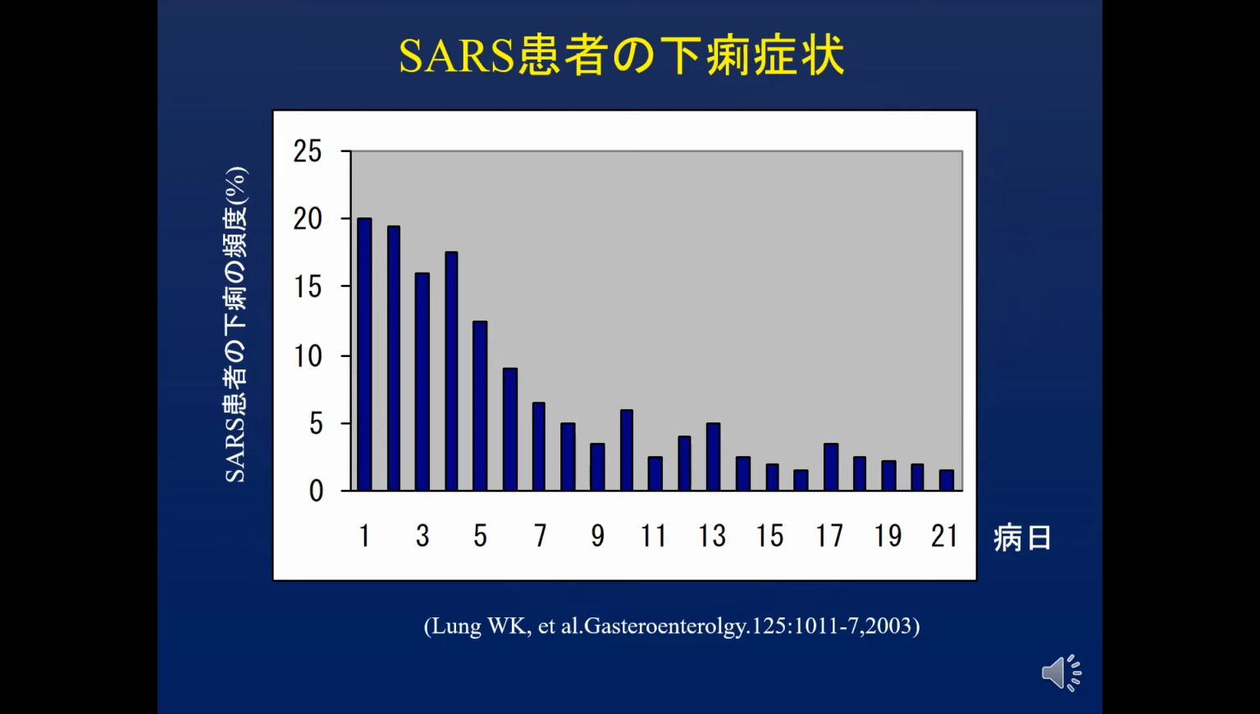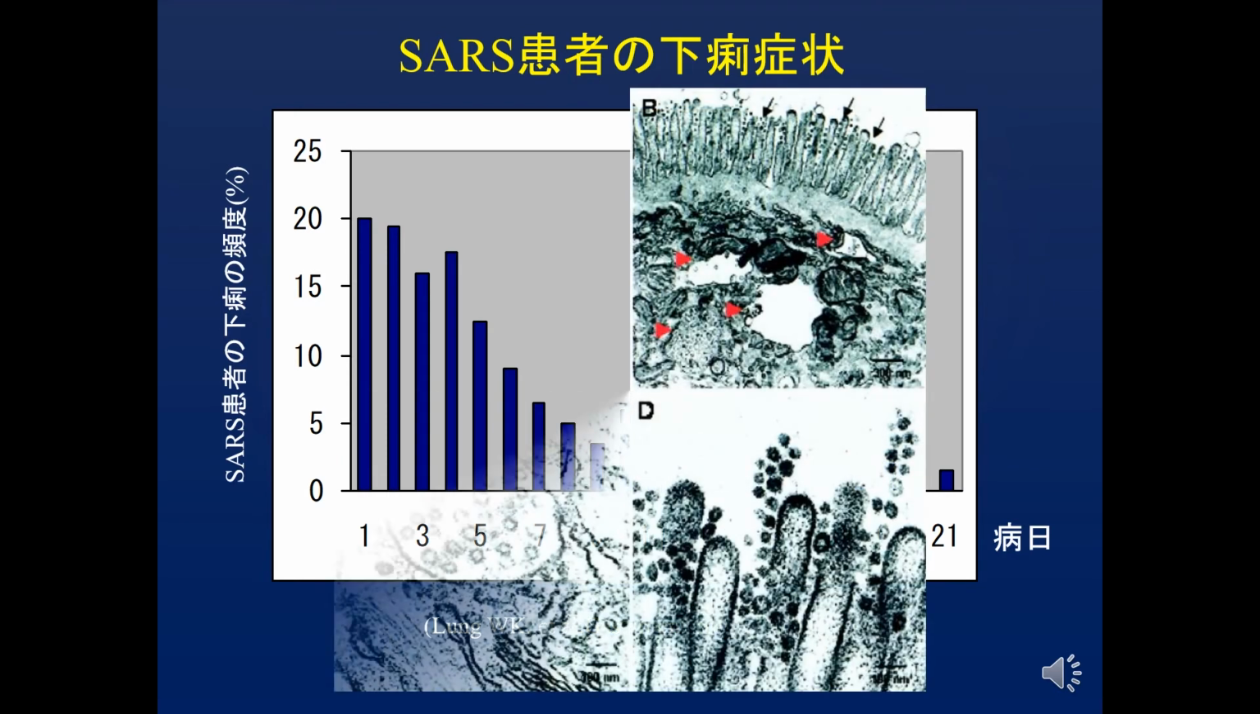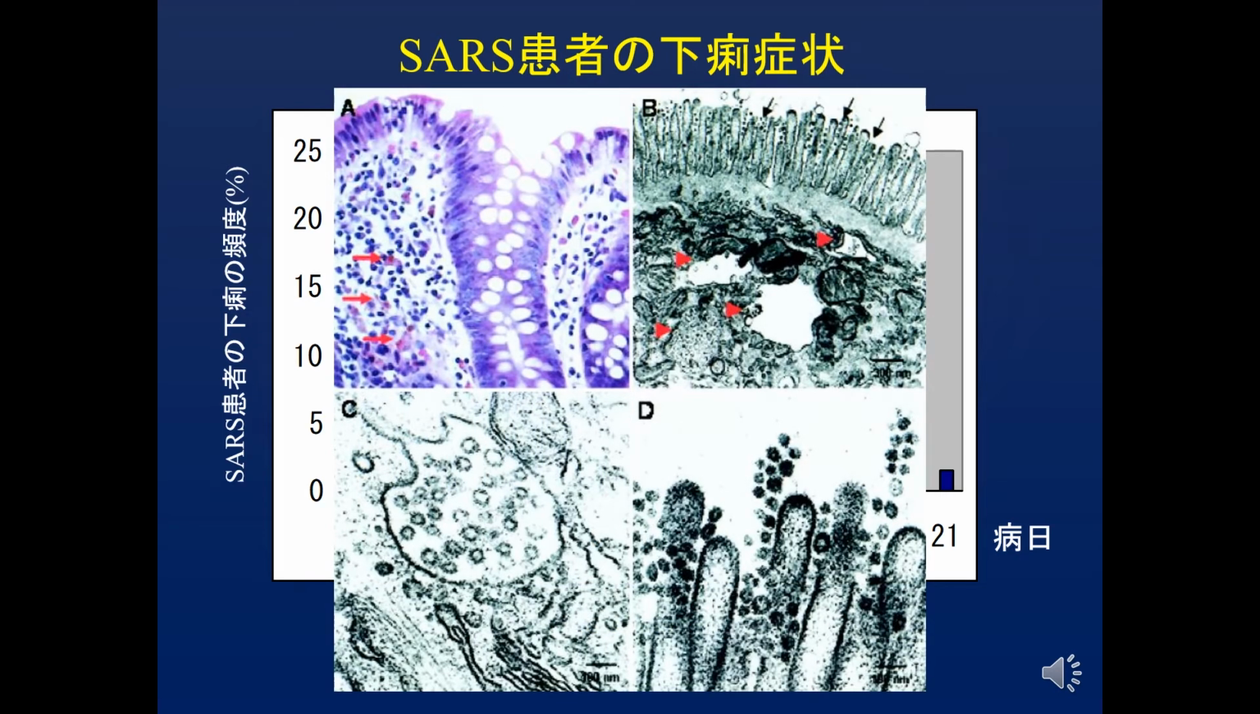This is the frequency of diarrhea during the first week. The frequency was relatively high, and in fact, if you look at the electron microscope image, you would see that from the tissues there are viruses being released. So SARS is a respiratory disease, but guts are also infected, as you can see evidence from this.